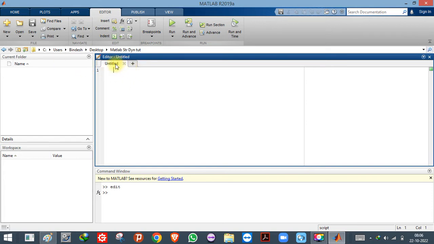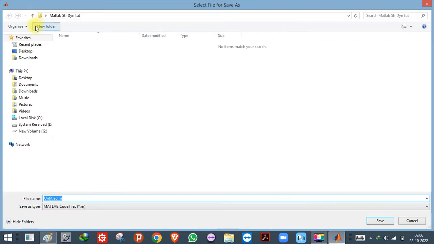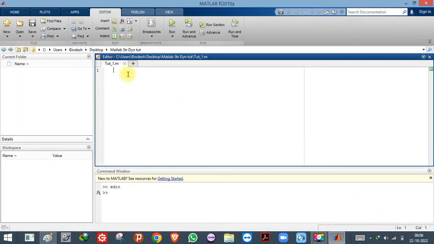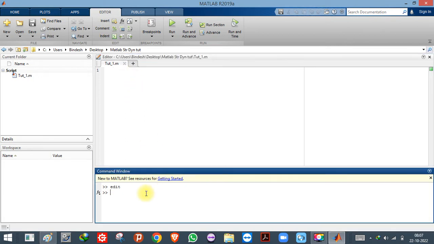Now first of all I'll have to save the MATLAB code. Let's say I'll name it tut1. Sorry, you cannot give space. You can write tut1, with no space, and save it. So tut1 has been saved. Now you can write your code over here and execute it, and the output will be visible over here.